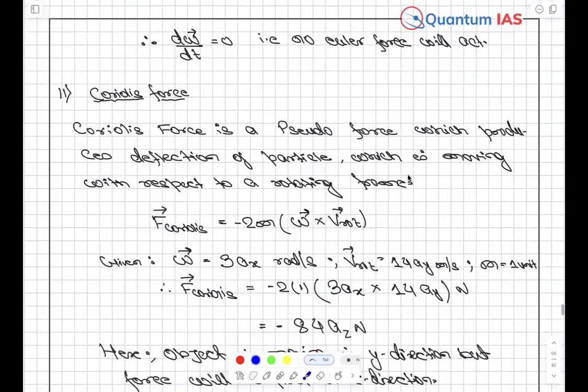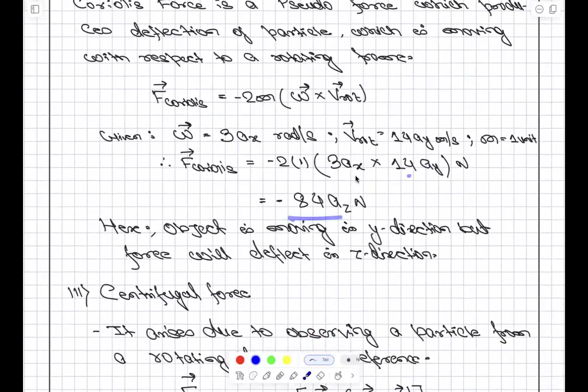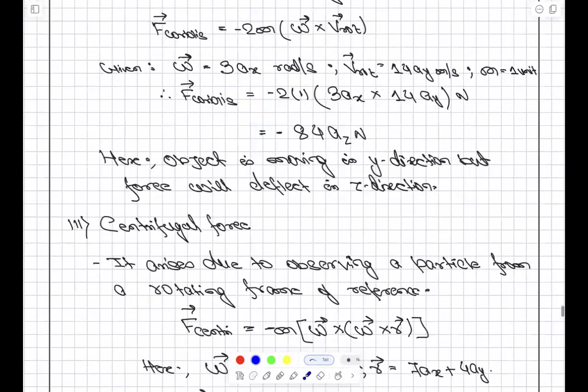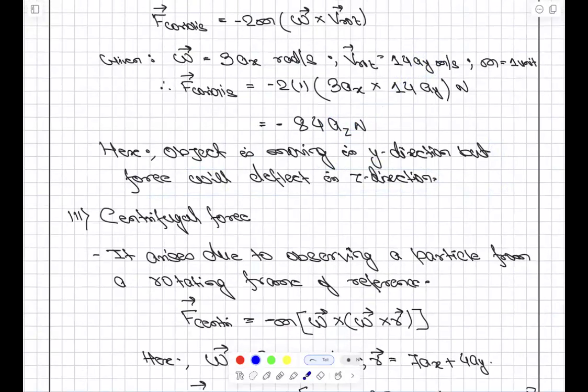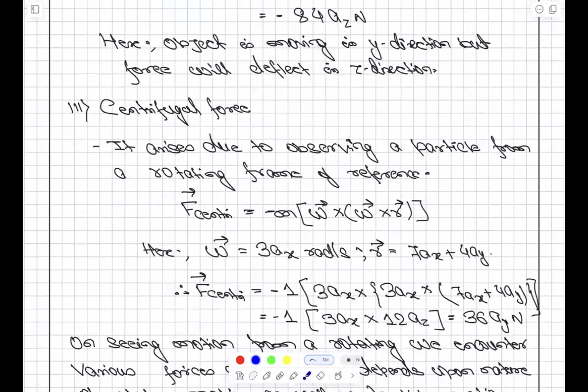So put it: 3 into 2, 84, right? X cross y gives j, you know that, right? As just mentioned, the object will be moving in the y direction, but the force will reflect in the z direction. Why? Because the force is acting in the z direction, the object was moving in the y direction. So it's clear cut that it is acting perpendicular. You can also write one more line that it is acting perpendicular to the motion, so it will only produce deflection, not change in velocity. There can be multiple ways of interpreting. I'm just putting my expression.